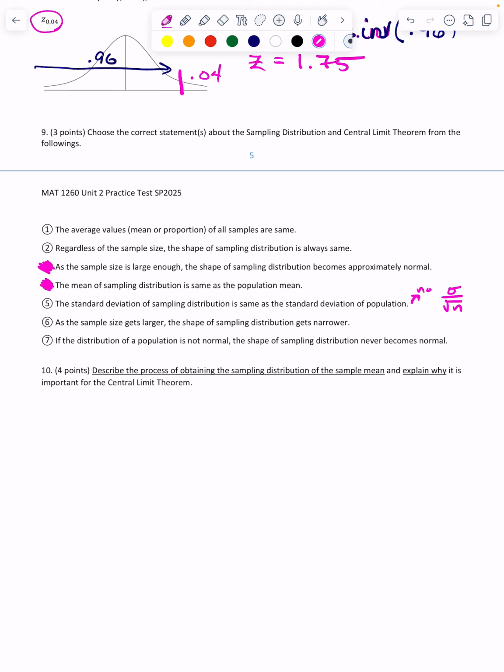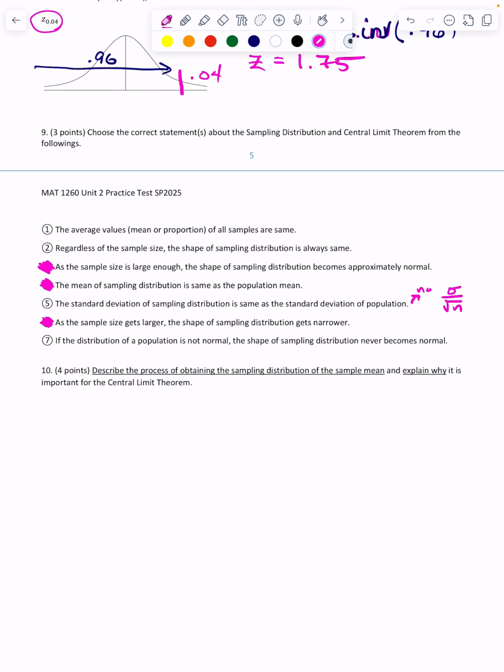6, as the sample size gets larger, the shape of the sampling distribution gets narrower. This is true. Larger samples give us a smaller standard deviation. More likely we are closer to the mean. And 7, if the distribution of a population is not normal, the shape of the sampling distribution never becomes normal, and that is also false.